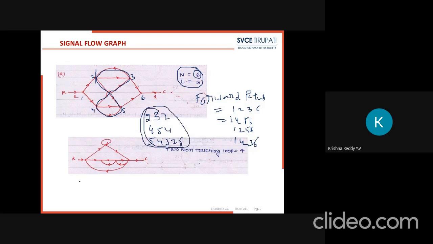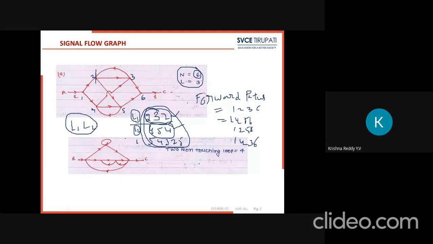Among these 3 loops, which loops are non-touching loops? Which loops do not have a common node? We are taking loop 1 and loop 2. Here this is loop 1, this is loop 2. These two loops are independent of each other. It has nodes 2, 3, 2 and it has nodes 4, 5, 4. These two loops do not have any common node. Then we have two non-touching loops, L1 and L2. These two loops are non-touching to each other.